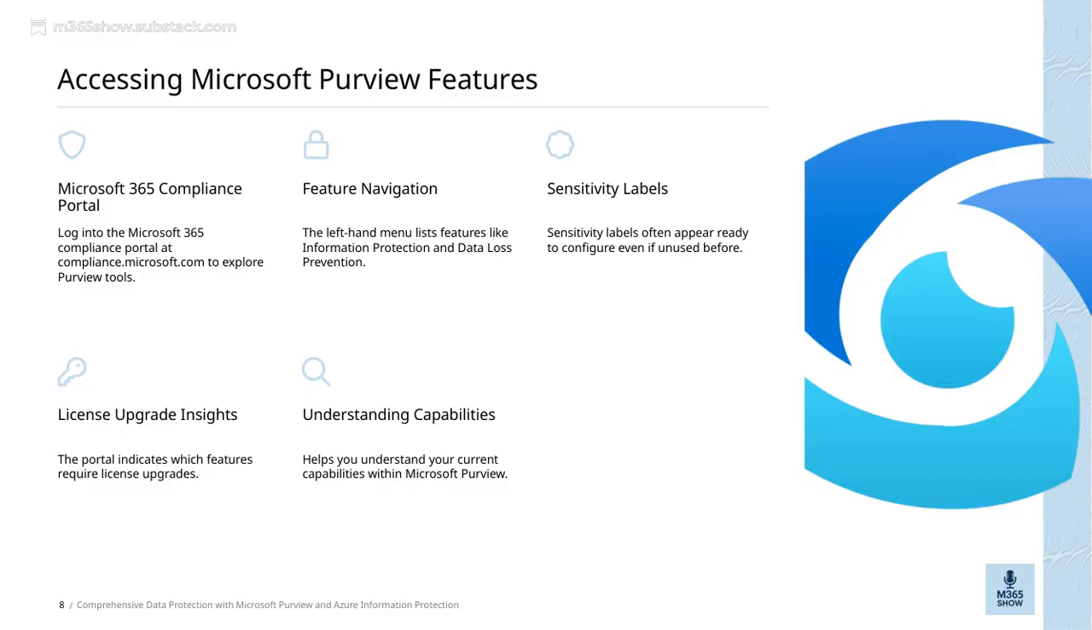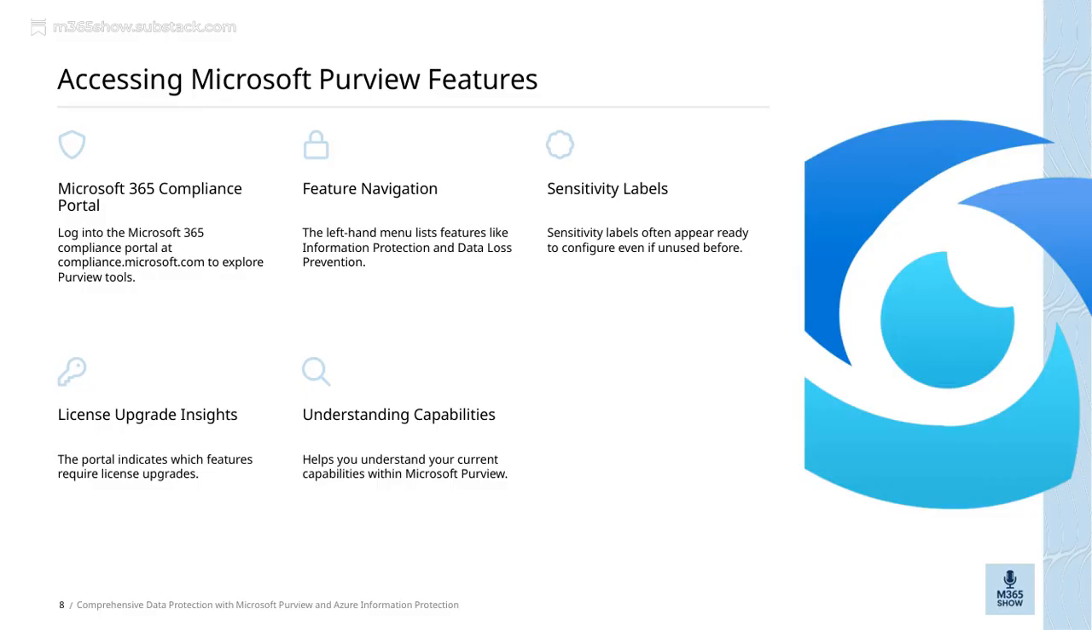It's also important to note which features require license upgrades. The portal conveniently shows these insights, so you know exactly what licensing is needed to unlock additional functionalities. Another key point is sensitivity labels. Often, these labels appear ready to configure even if you haven't used them before. It's a good reminder that, with a bit of setup, they can help you classify and protect your data more effectively.